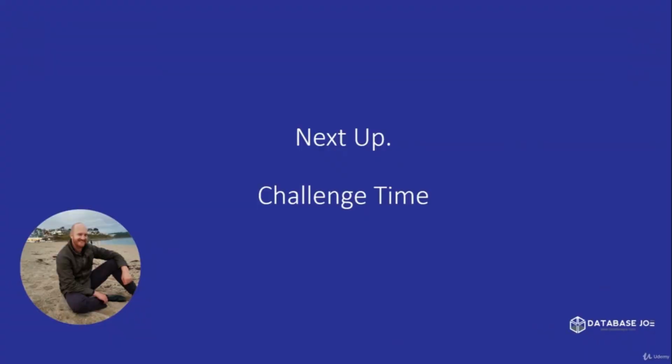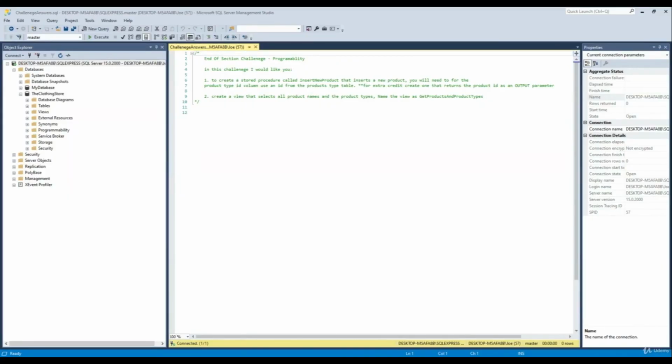Next up is a challenge for you to complete. Before we finish this section, I have another end of section challenge for you. In this challenge, I would like you to: 1. Create a stored procedure called insert new product that inserts a new product. You will need to, for the product type ID column, use an ID from the product type table. For extra credit, create one that returns the product ID as an output parameter.